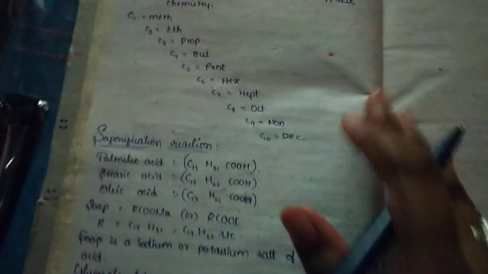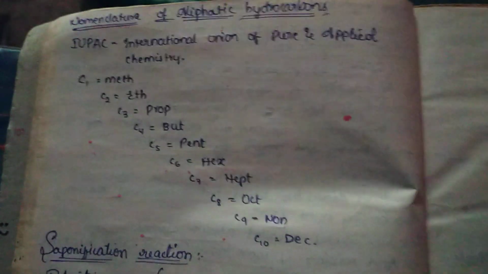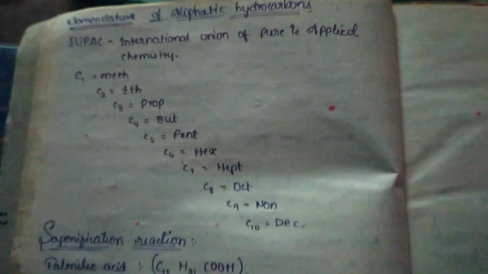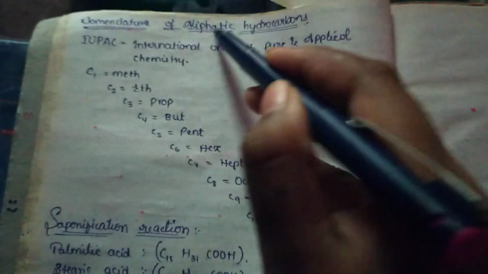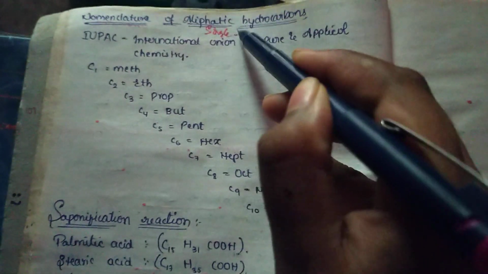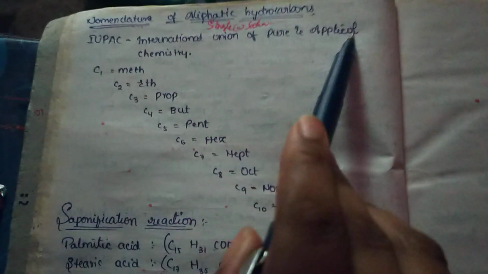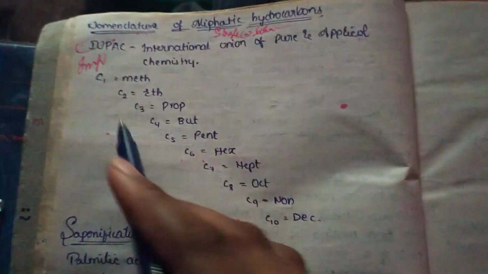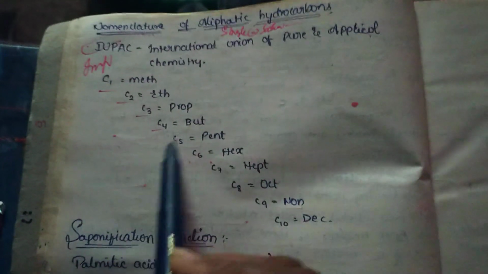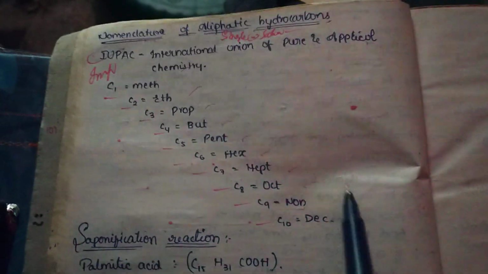You need to study it. And next, nomenclature of aliphatic hydrocarbons. I already told you aromatic compounds are closed chains. Aliphatic is not closed, so it's called open chains, meaning saturated hydrocarbons. IUPAC means International Union of Pure and Applied Chemistry. It is very, very important in competitive exams or your subject exam. See, 1, 2, 3, 4, 5, 6, 7, 8, 9, 10: meth, eth, prop, but, pent, hex, hept, oct, non, dec.